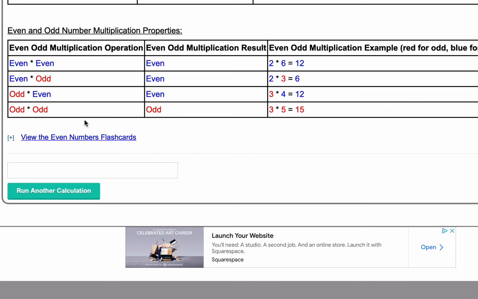And finally, if we multiply two odd numbers together, we get an odd number result. 3 times 5 is 15. So that concludes the properties for even and odd numbers.